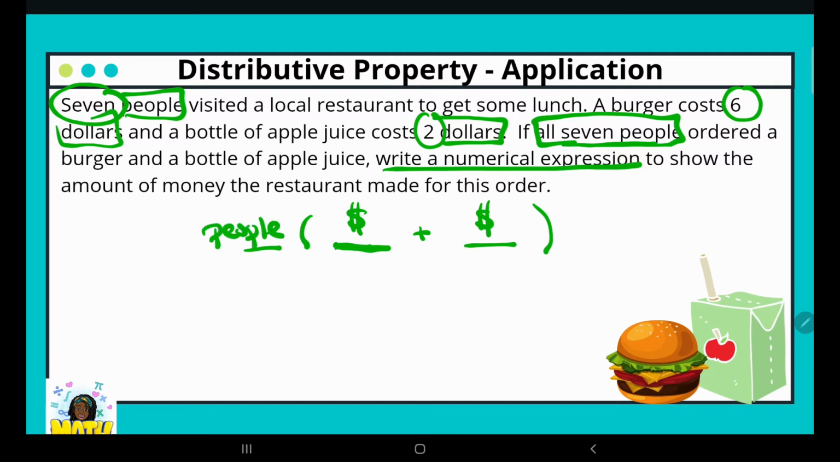So let's go ahead and plug that in. How many people do we have? 7. How much money did they spend? $6 and $2. So this here is a numerical expression that represents this situation. If it asked us to solve, then we would have gone ahead and applied the distributive property and solved accordingly.